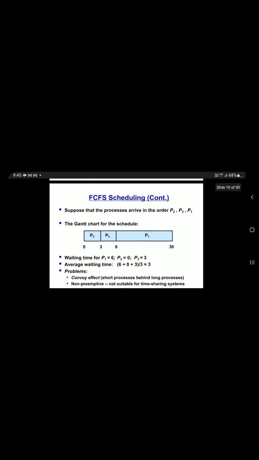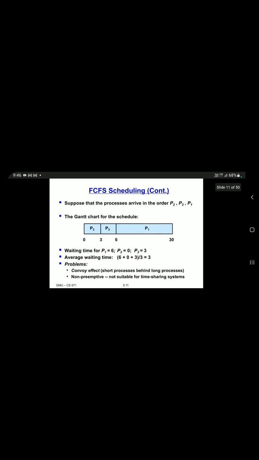Okay, now here is another example. Suppose the processes arrive in the order P2, P3, P1. That is, P2 has arrived first, then P3, and then P1. So the Gantt chart will change as follows. P2 will get executed first. The reason is that it came first in the system. So according to the FCFS scheduling algorithm, it will get executed first, and then as P3 arrived after P2, P3 will get executed, and then P1 will get executed.